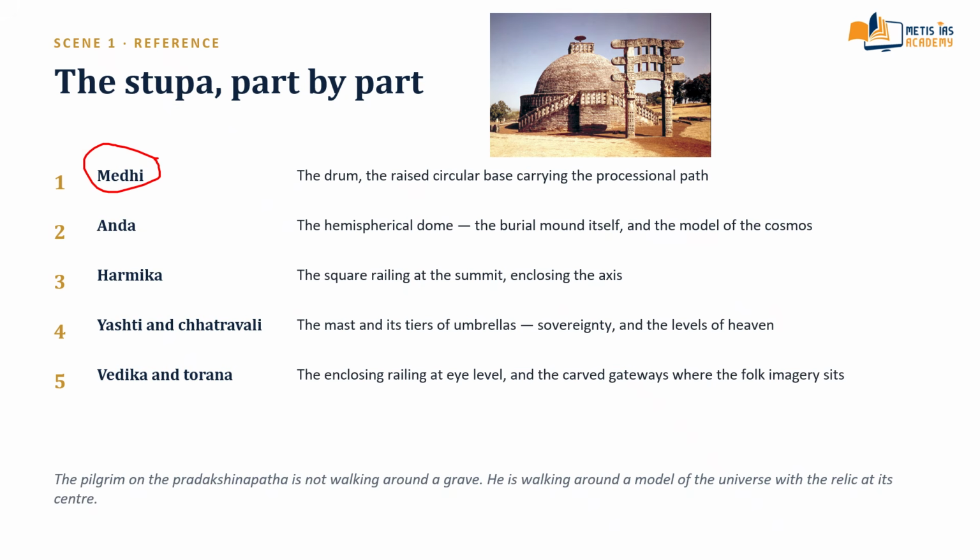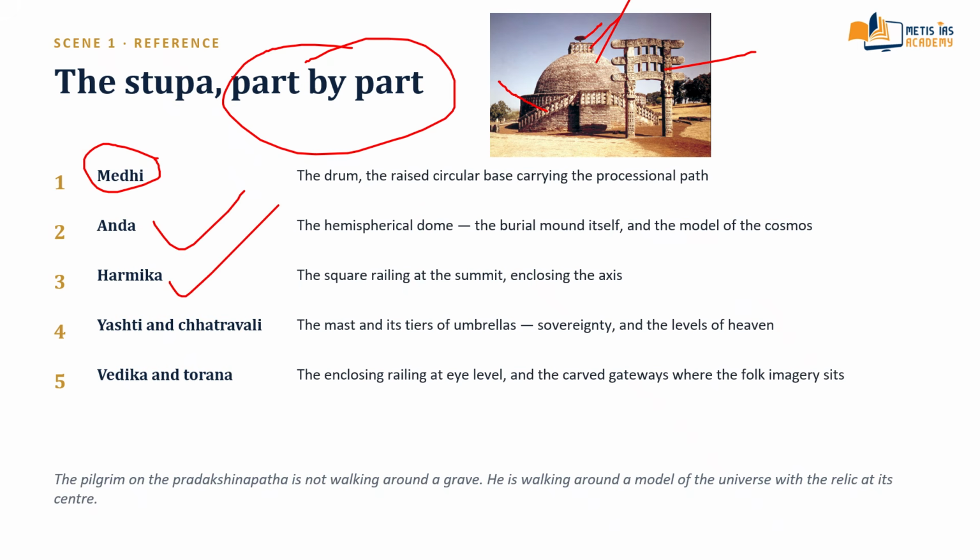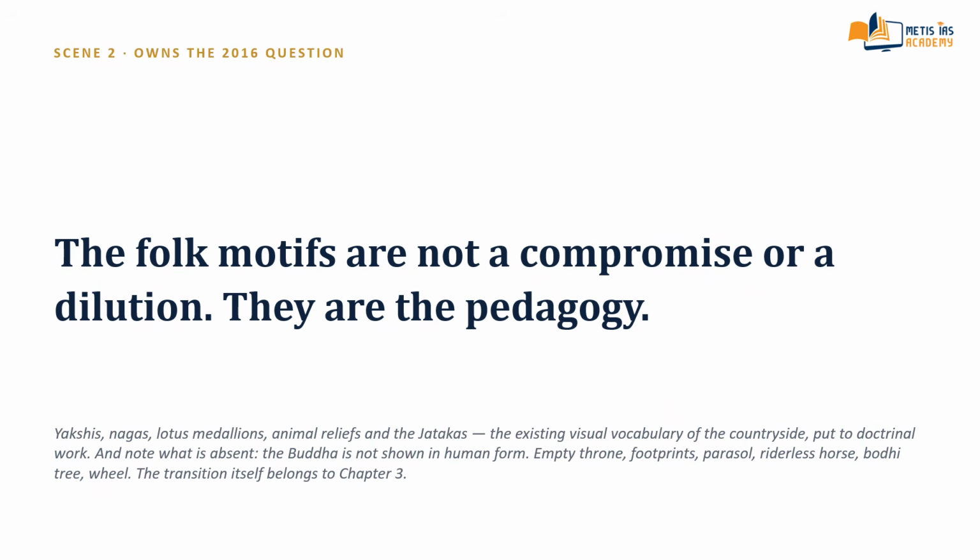So this is all about the stupa, part by part. First one, Medi, Anda, Harmika, Yasti, Chatravali, Vedika, Torana, Pradakshina Patha, etc. And now we are going to discuss number 2, that is, folk motifs and Buddhist ideals.